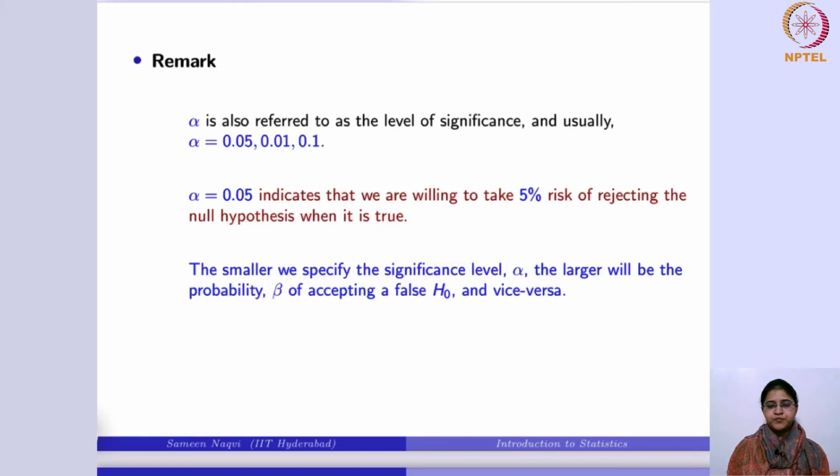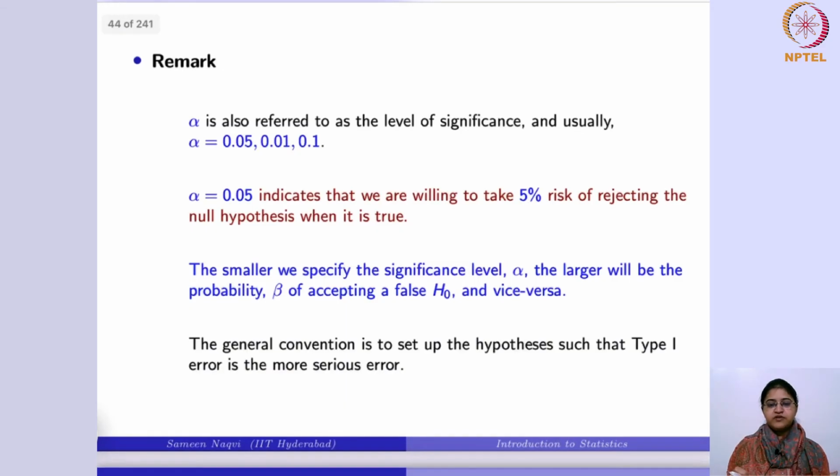So what we do is we try to fix one and then try to minimize the other. The general convention is to set up the hypothesis in such a way that type 1 error is the more serious error. Whenever you have to frame your null and alternative, we frame it in a way that type 1 is the more serious error. That is why we fix it. And when we say serious error, serious refers to when you are dealing with loss of life. That is the most serious condition, and that is why in statistical studies we consider type 1 error as the more serious one.